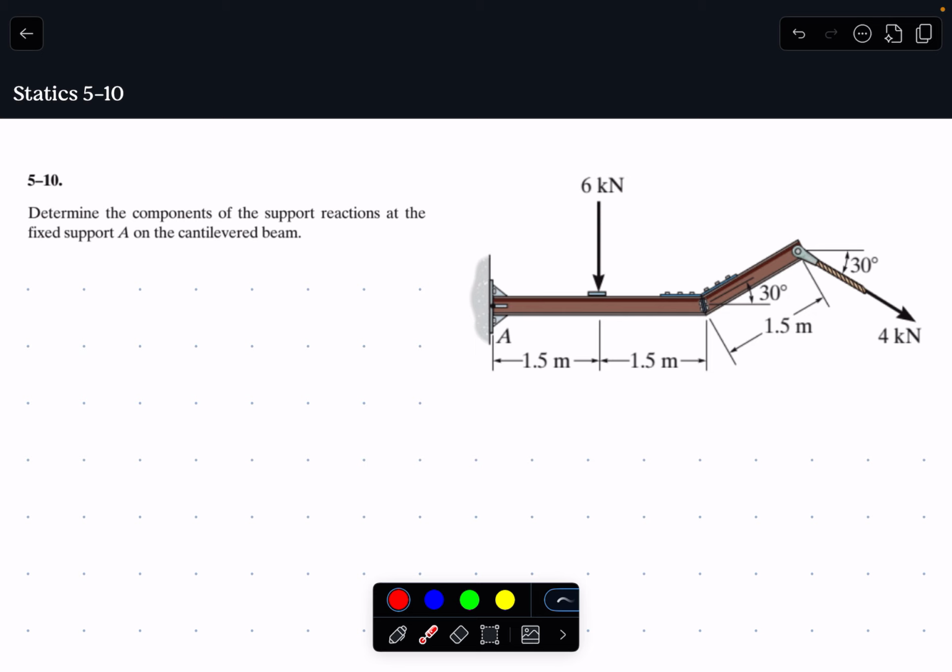Okay, so a cantilever beam simply means it has a completely fixed support here at A. So the support here can resist forces in the Y, in the X, and moments too. So this beam can't move at all from support A. Start with our find variables: the reaction support at A in the X direction, the force in the Y direction, and the moment that it resists as well.